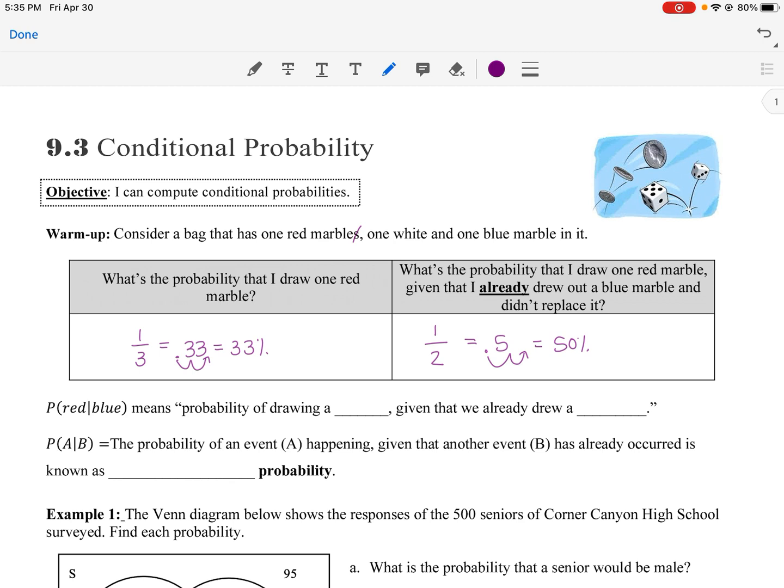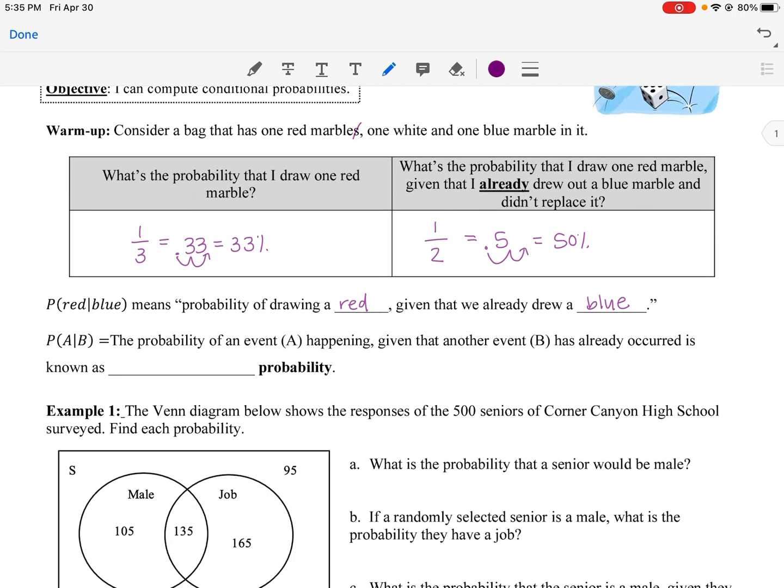So the notation we'd use for something like this is P for probability of red. That line means given blue. It means the probability of drawing a red given that we already drew a blue. So in general, we'll have some event A, so probability of A given event B. The probability of event A happening given that another event B has already occurred is known as the conditional probability.